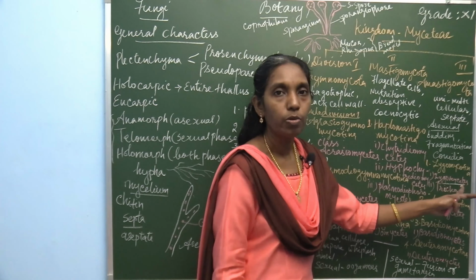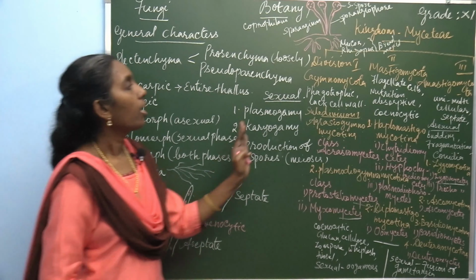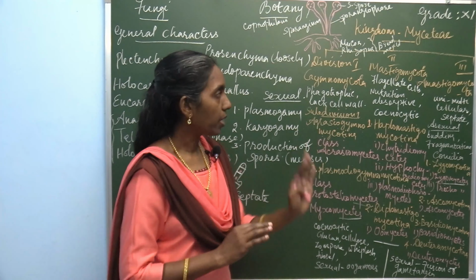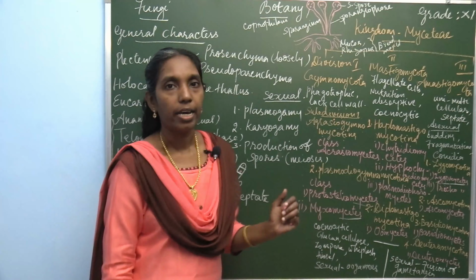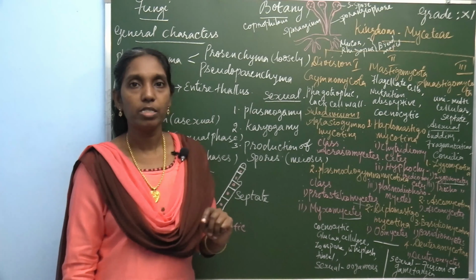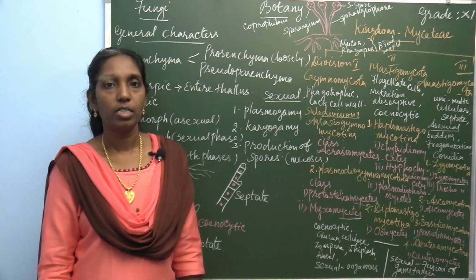So today you learned the general characteristic features of fungi and the kingdom Mycetae. Among these you learned only two types, Oomycetes and Zygomycetes. Learn them before the next class. Draw this diagram of Rhizopus and Mucor, which is clearly given in the book. Draw it in the classroom.